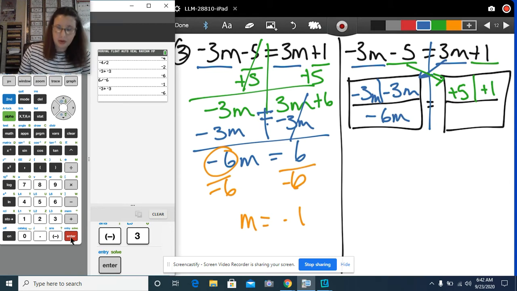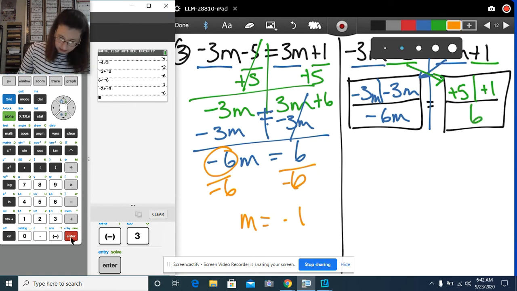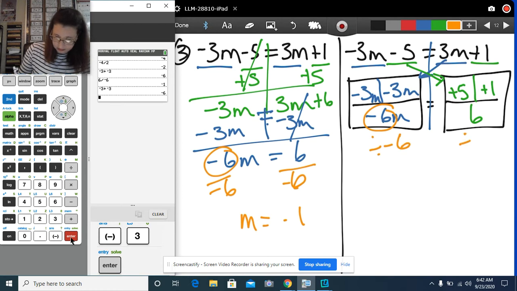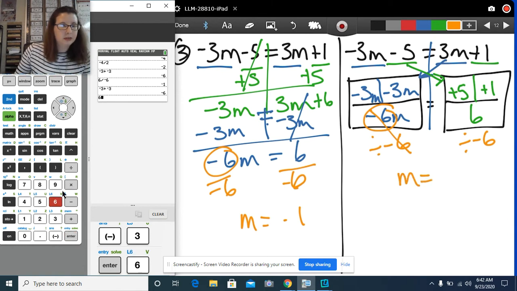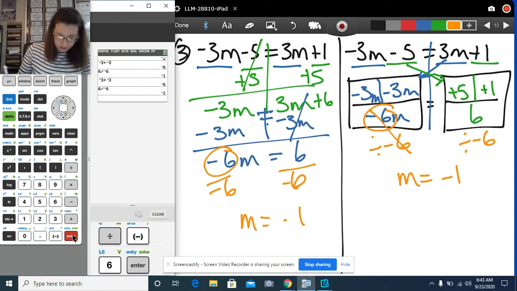On the right, I have a positive 5 and a positive 1, which gives me a positive 6. I'm going to divide both sides by my negative 6. Don't forget that negative. Negative 6 and negative 6 equals 1. So m is equal to 6 divided by negative 6, and I got a negative 1.